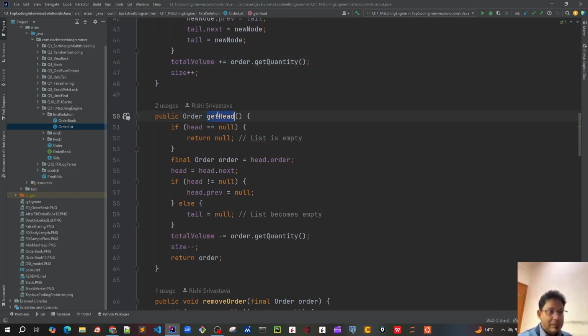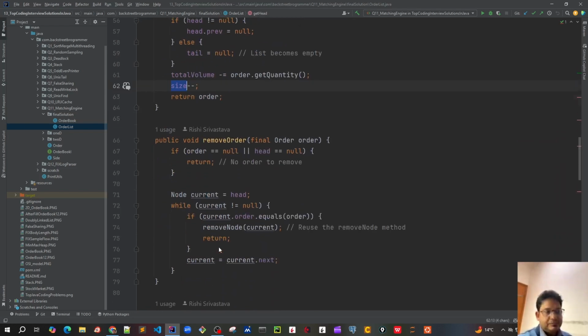Similarly, get head is a very important method because whenever we are matching, whenever we find the best price, we will always take the head, because that would be the best price-time priority for that particular order to match at that price level. That's why this get head method is very important for matching of the orders. And its implementation is quite simple. Once we get the head, because we are returning the order out of it, we are going to remove it. So while removing, I will decrease the total volume and the size.